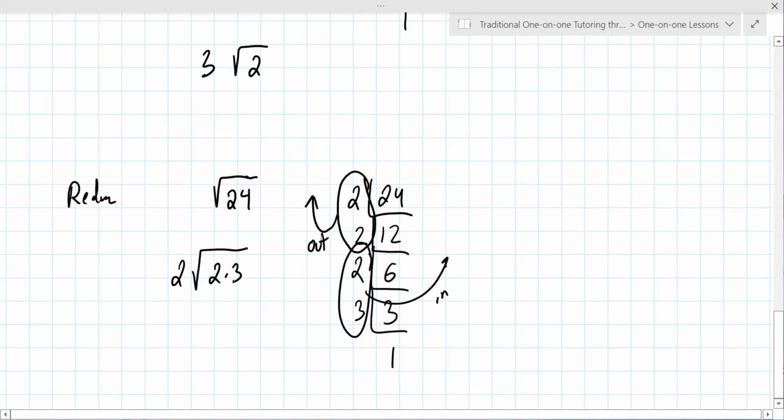So you do 2 times 3, 2 square root 6. You have to multiply the numbers on the inside. Okay, let me just do this.